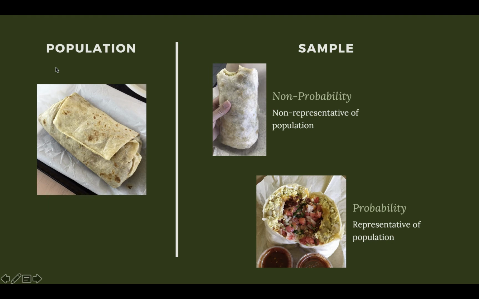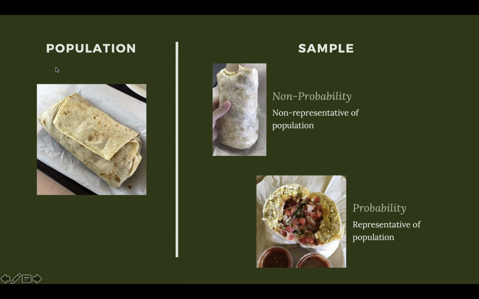Here we have on the left the population, which is the entirety of that burrito. On the right, we have two kinds of samples: a non-probability and a probability sample. A non-probability sample would be one that is non-representative of everything in that population, or of the entirety of the burrito. We look at this burrito, it's a pretty big tortilla and it's a breakfast burrito, so there's egg and pico and sausage and bacon and things like that. But the tortilla is only a sliver of all the stuff that's inside.